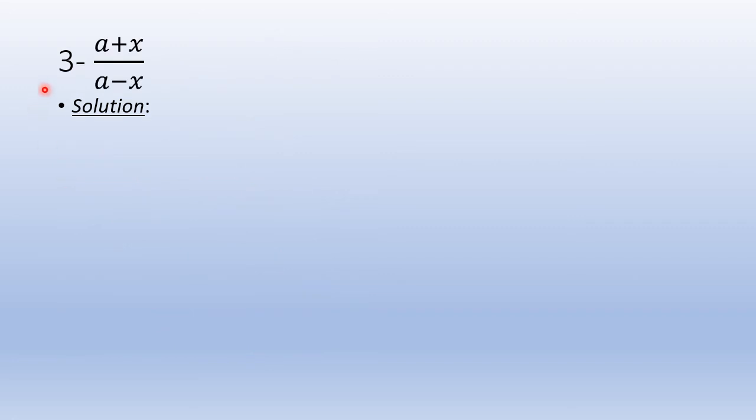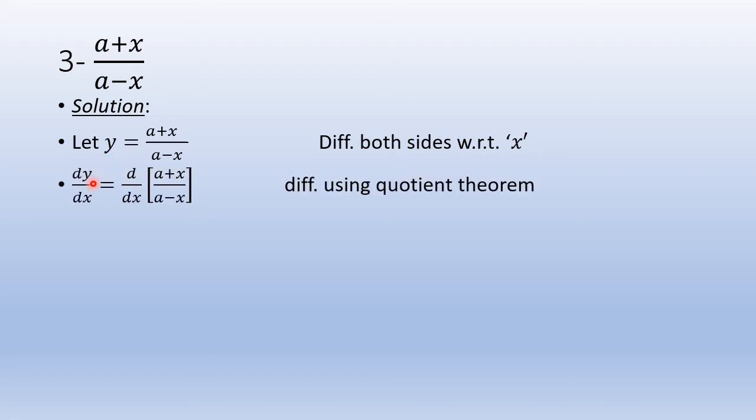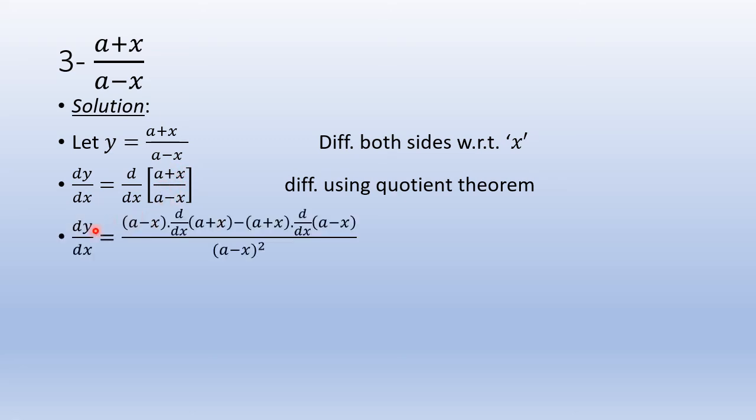Question number 3. We have to take the derivative of a plus x by a minus x. So let's take it equal to y and differentiate both sides with respect to x. So we put a d by dx on both sides, and now on this side we have to use the quotient rule. So what is the quotient rule? A minus x whole square in the denominator, a minus x constant d by dx of a plus x minus a plus x constant d by dx of a minus x.